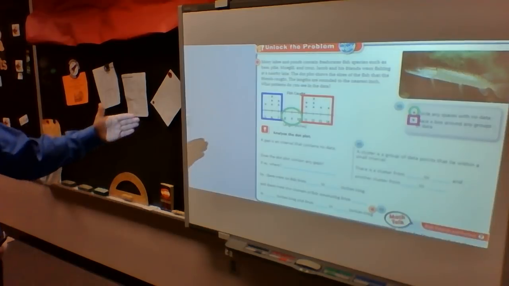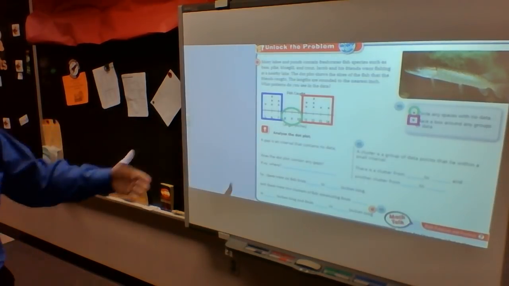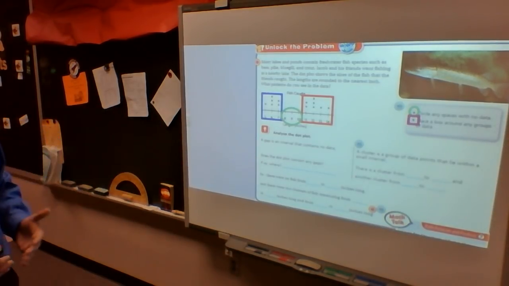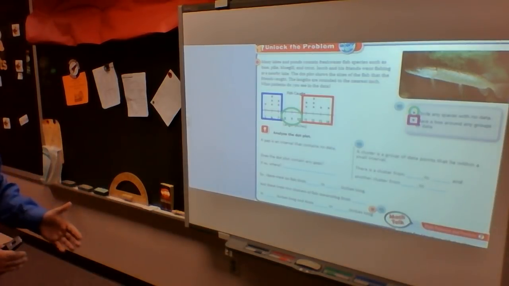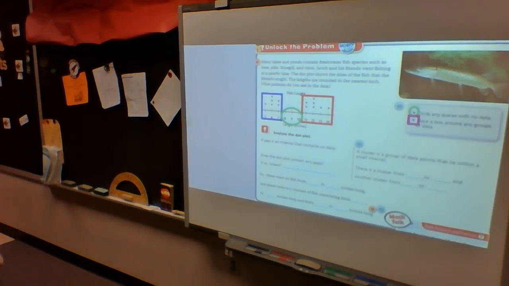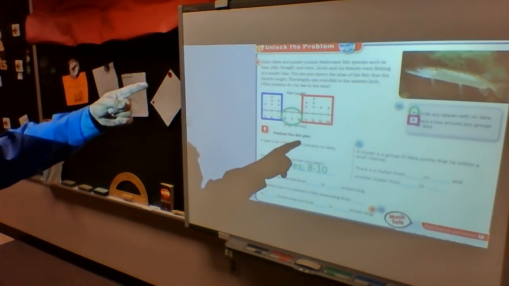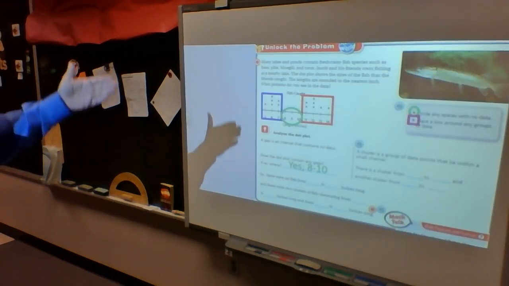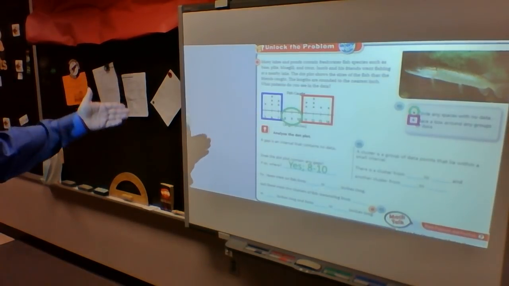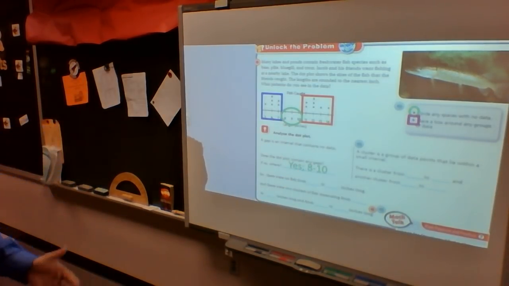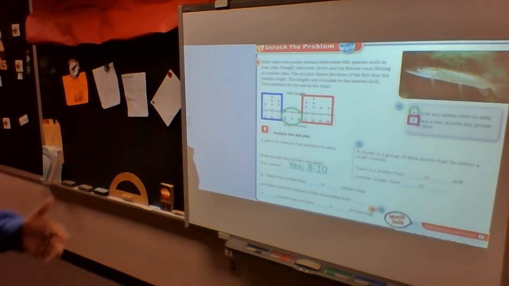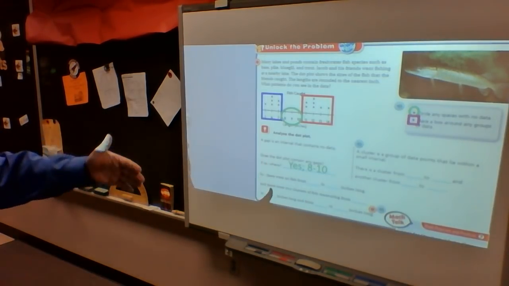And then it gives me a new vocabulary word. I have a gap. Well, what is a gap? A gap is exactly what it sounds like. It's just an opening. It's a space where the data isn't recorded. So it asks, does the dot plot contain any gaps? If so, where? Well, it does. And the one that it has is from 8 to 10. There's nothing recorded. There weren't any medium-sized fish that were caught. There were only smaller fish and larger fish. So my gap, my empty space, is going to be from 8 inches to 10 inches.